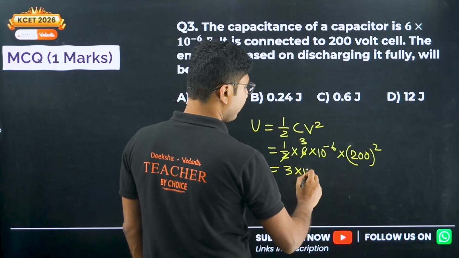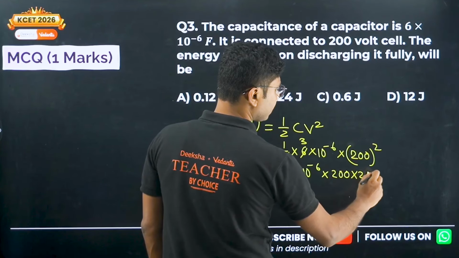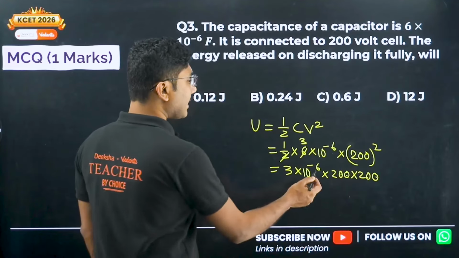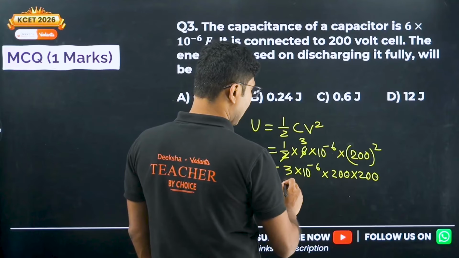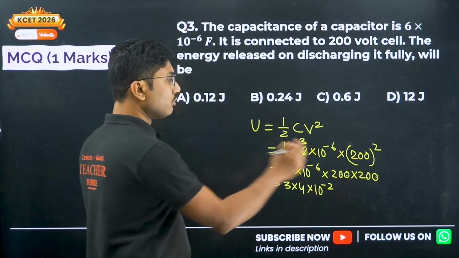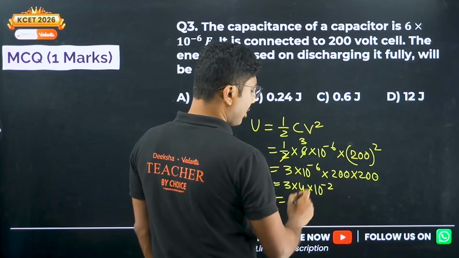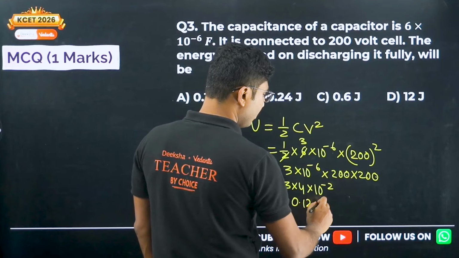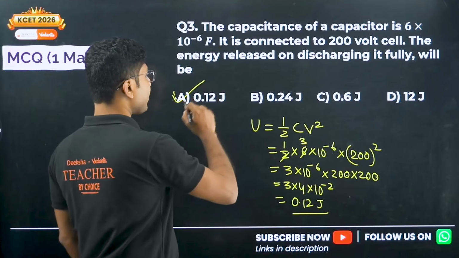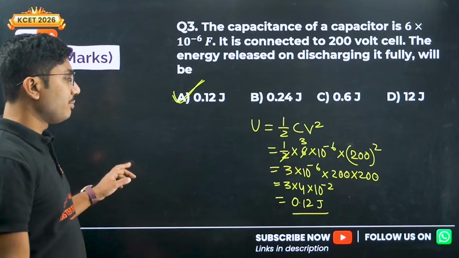3 into 10 to the power of minus 6 into 200 into 200. So how many zeros are there? 1, 2, 3, 4. 4 zeros are there, and 10 to the power of minus 6 is there. So we can write 3 into 4 into 10 to the power of minus 2. Okay, 4 zeros are reduced from this minus 6. Now we have 3 4s are 12 into 10 to the power of minus 2. So that is 0.12 joules. So the energy that is released here is 0.12 joules. Option A is the correct answer. So this is a very short numerical that came in your previous year question.